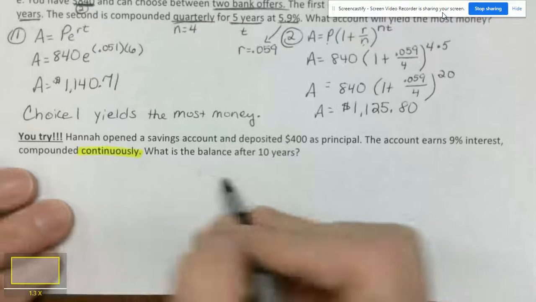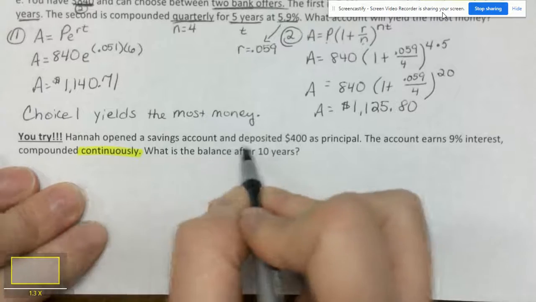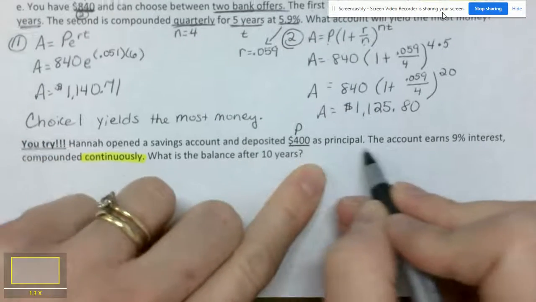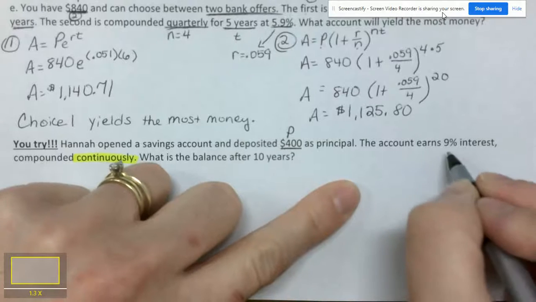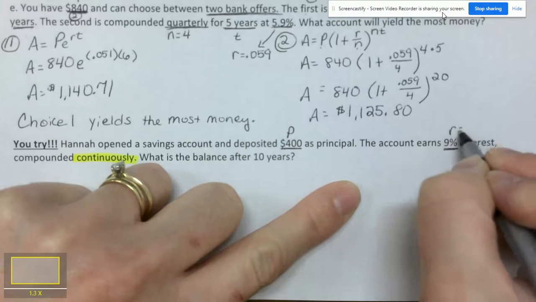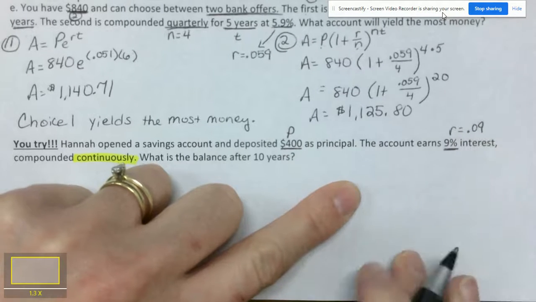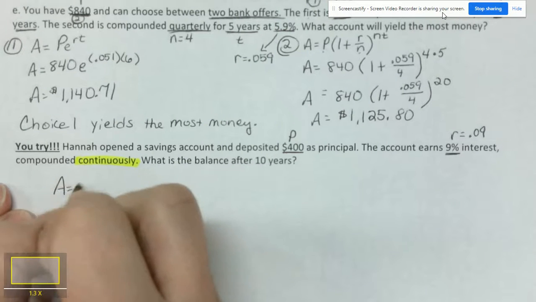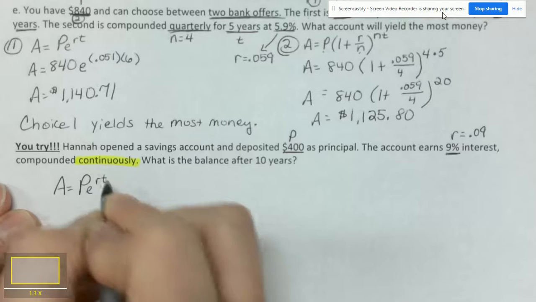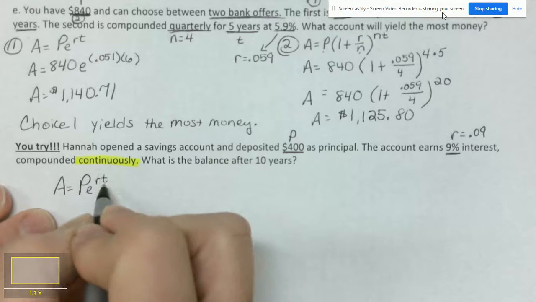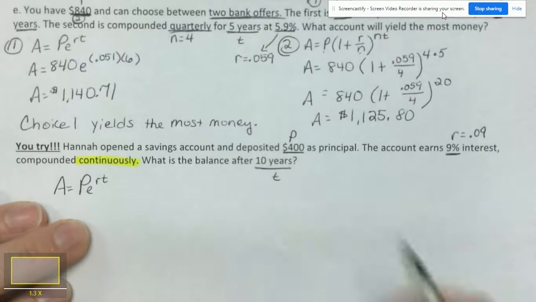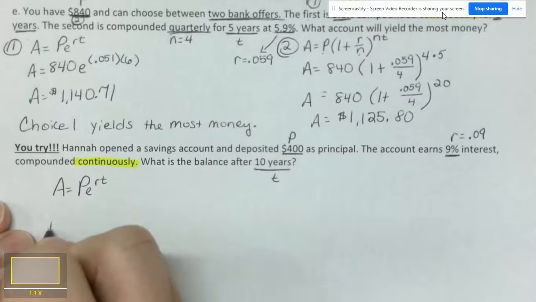All right, so let's mark what we know. She opened a savings account and deposited $400. That's your P. The account earns 9% interest. That's your R, which is going to be 0.09. Compounded continuously means I'm going to use the Euler's number formula. A equals P times Euler's number to the rate times time. What is the balance after 10 years? That's your T.